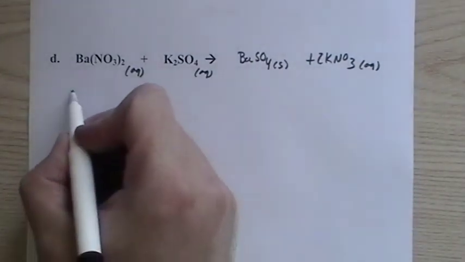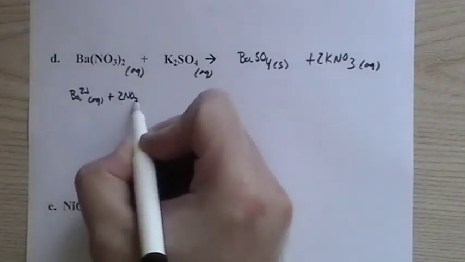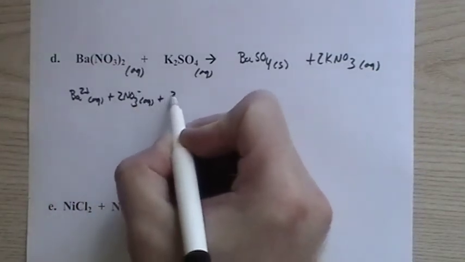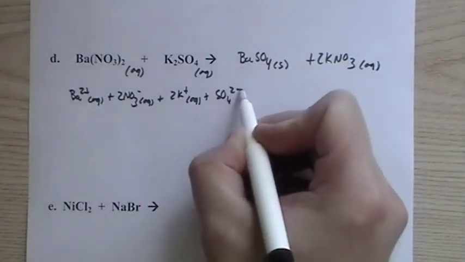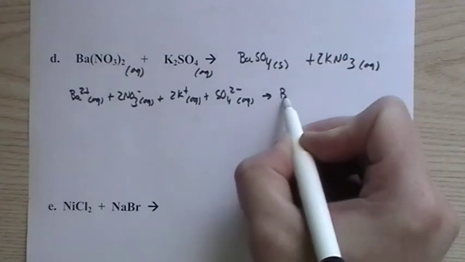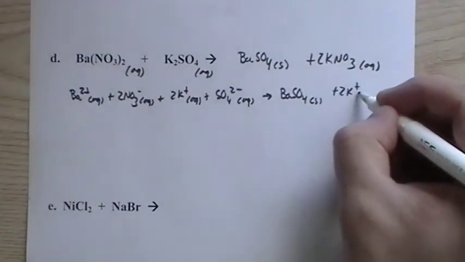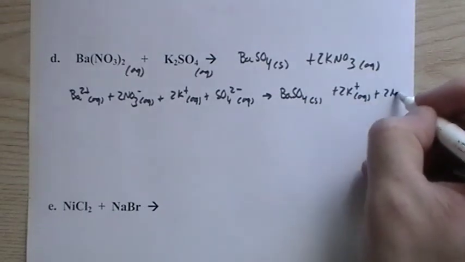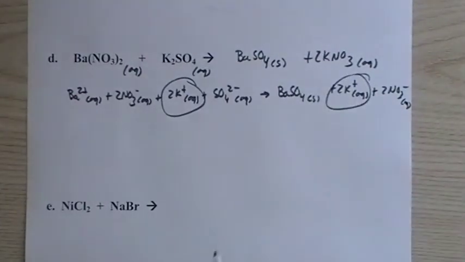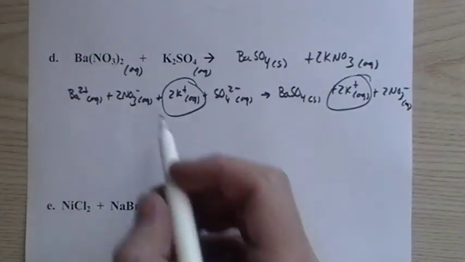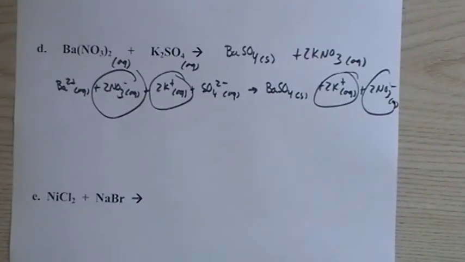Good. Now this is barium. This is 2 nitrate, 2 potassium, 1 sulfate. On the other side, barium sulfate stays as a solid because it's insoluble. Here's a couple more ions, potassium. Now, potassium ion doesn't do anything, so it's a spectator ion. Nitrate ion does nothing. So that's the complete ionic equation.